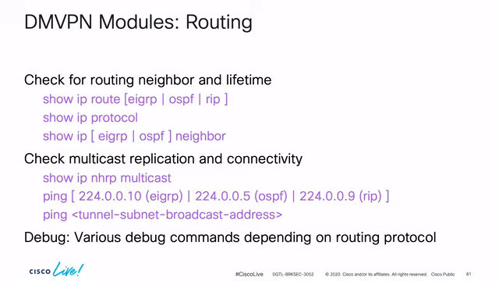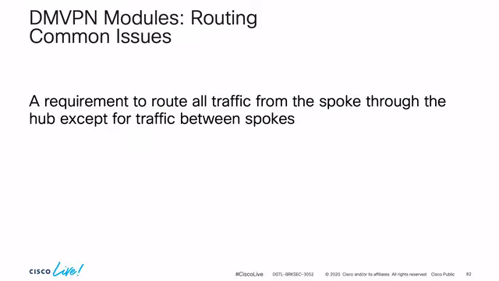So let's take a look at some of the common issues which we have seen in the routing module. This is a very interesting requirement. We had a customer who wanted to route all data traffic from the spoke through the hub, except for the data traffic which they wanted to send between the spokes. All of the spoke-to-spoke data traffic had to go across the spoke-to-spoke tunnel, and the rest of the traffic had to go through the hub.